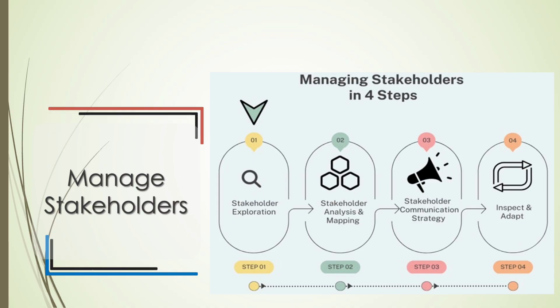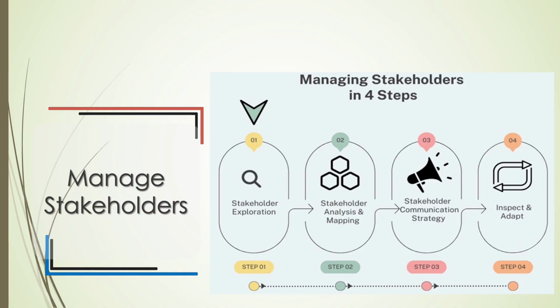This mapping allows project managers to prioritize stakeholders and tailor engagement strategies appropriately, ensuring that attention is focused where it is most needed. The third step, stakeholder communication strategy, involves planning how, when, and what to communicate to different stakeholders, ensuring that messaging is clear, consistent, and aligned with stakeholder expectations.